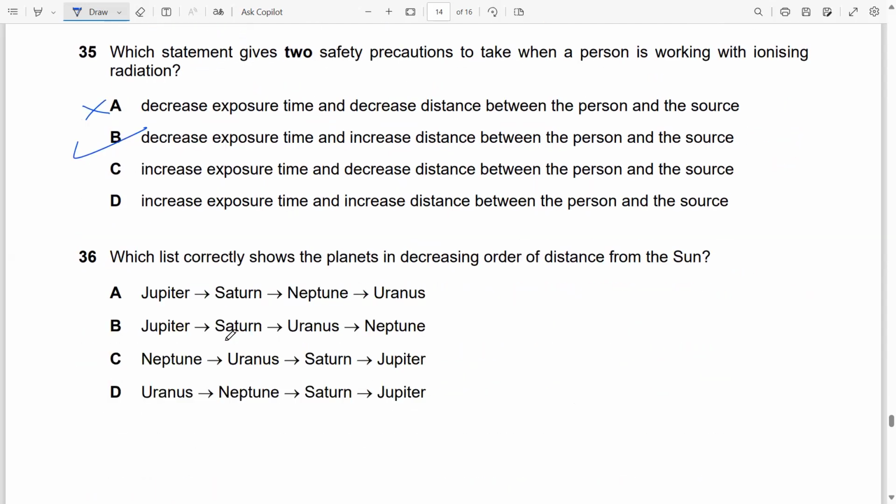Question 36. Which list correctly shows the planets in decreasing order of distance from the sun? So we know that order is Mercury, Venus, Earth, Mars. Sorry, I have written Mars here.